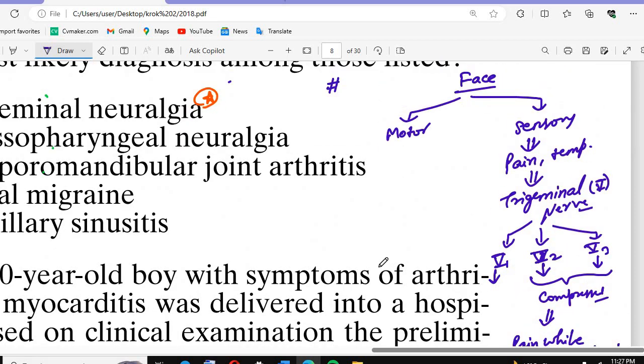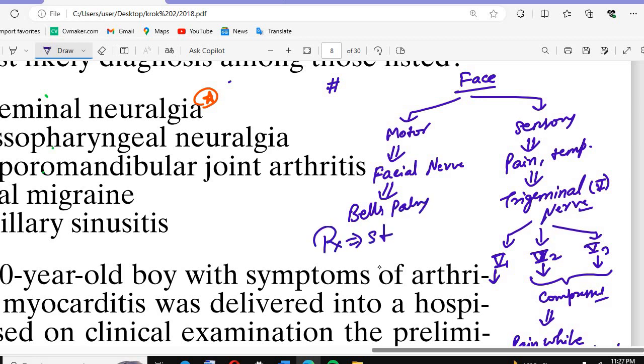Then if we talk about the motor supply, it is by which nerve? That is the facial nerve. If the facial nerve is damaged, the patient will develop Bell's palsy, and the treatment for this condition will be steroids. Is that clear? Okay, that's great.